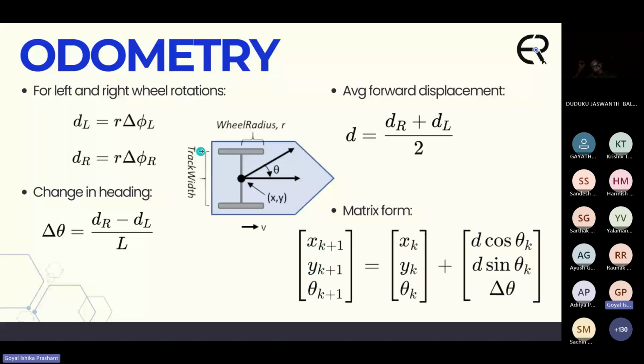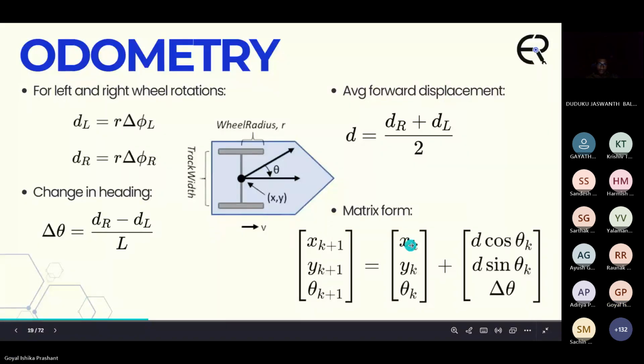And then we can represent this using a matrix. So the left-hand side here represents the current coordinates of where the robot is. This is where it was previously, and we can add the cos and sine components of the average distance to the previous coordinates to get the new coordinates.